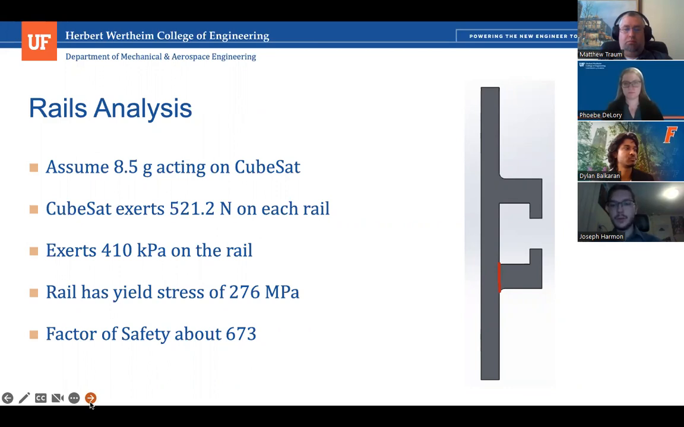The 104 Gs shock load would act parallel to the rails, so it wouldn't be a direct force on them. Acting in the vertical direction, the part on the rails that would break is the section cut highlighted in red. But with the 8.5 Gs, the CubeSat would only enact about 520 newtons on each rail, with only 410 kilopascals applied over the course of the rail. That's well beneath the yield strength of aluminum 6061, which gives a factor of safety well above what's necessary.